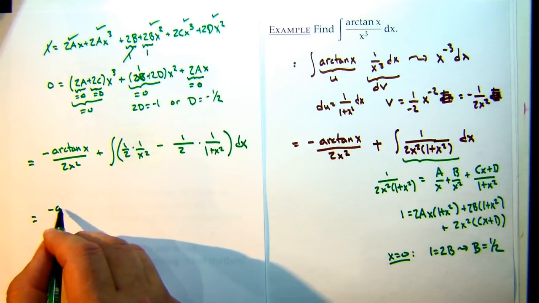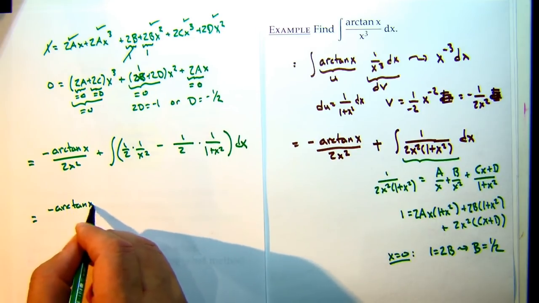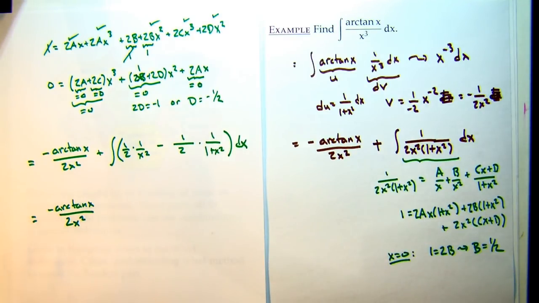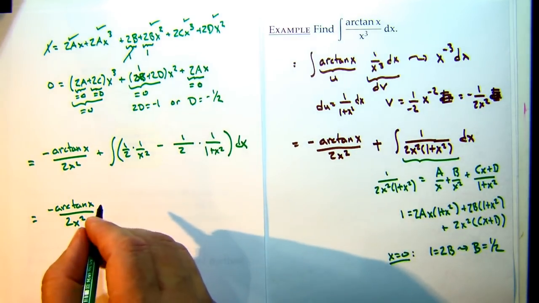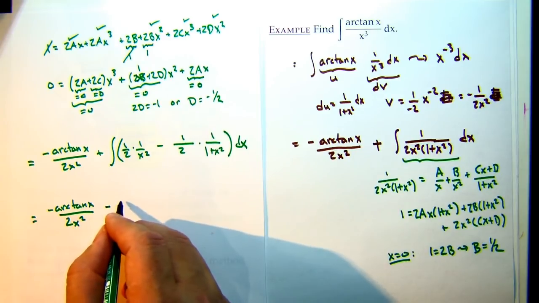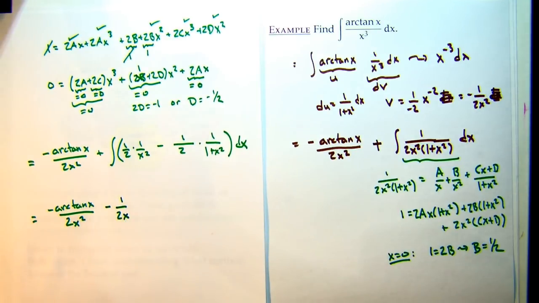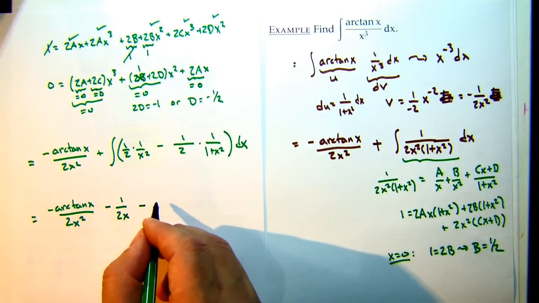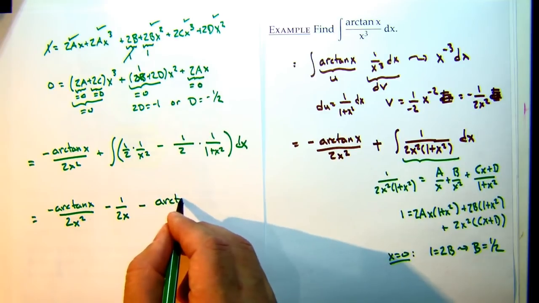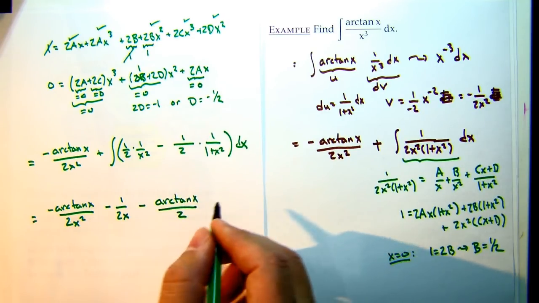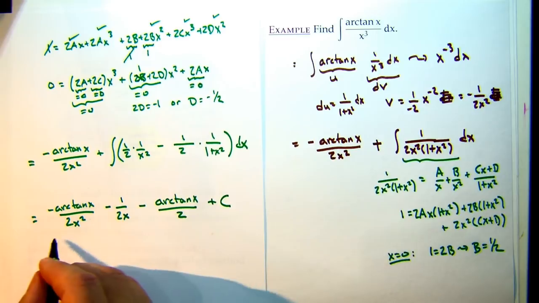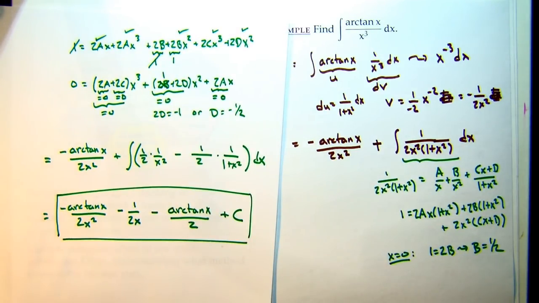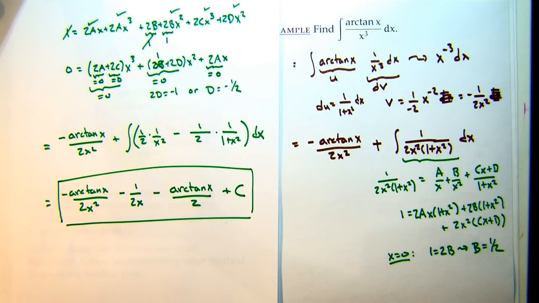So minus arctangent x over 2x squared. Integral of x squared downstairs, well, x to the minus 2. That becomes x to the minus 1 when you integrate, and then you get a sign. So minus 1 over 2x. All right? Then 1 over 1 plus x squared. Come on, we know that one. That's arctangent x over 2. And because this is an indefinite integral, we add the c because we want all the points. Done. Okay. So really, not too bad.